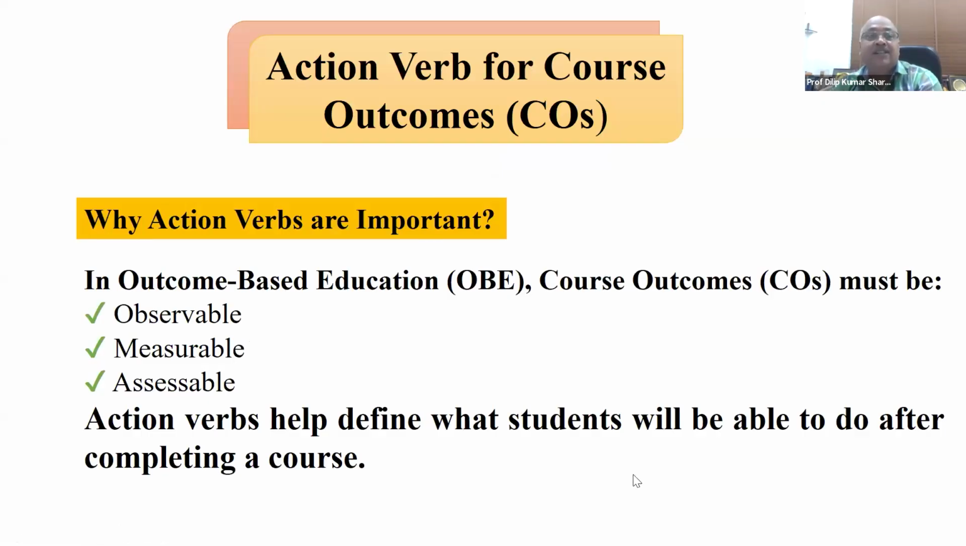A few more things I will discuss, then we will go to the question answering session on whatever I have discussed till now. So action verbs for course outcome. Why is this important? Because we finally have to do some measurement. Outcome based education is not theoretical, because ultimately we have to attain it for every course or project or any other activity.